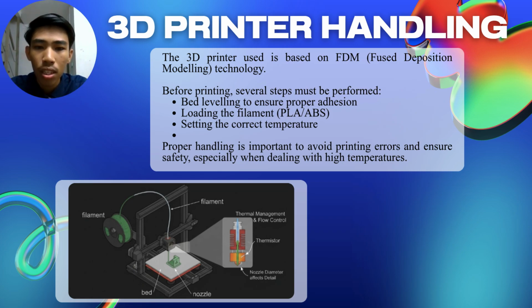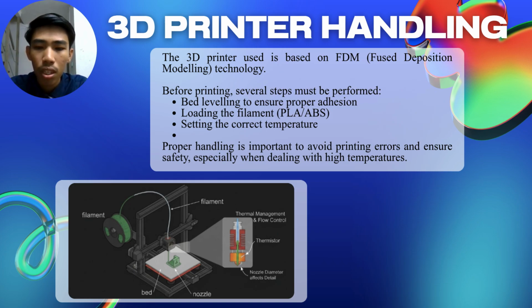The 3D printer we use is based on FDM technology, which stands for fused deposition modeling. Before printing, several steps were necessary. First, we perform bed leveling to ensure proper adhesion of the first layer. Second, we load the filament, which was PLA in our case. Third, we set the correct nozzle and bed temperature to avoid printing errors.